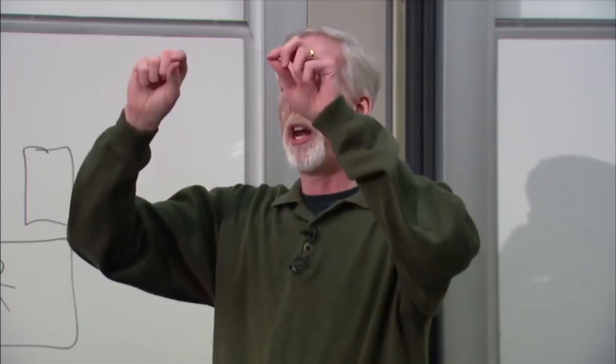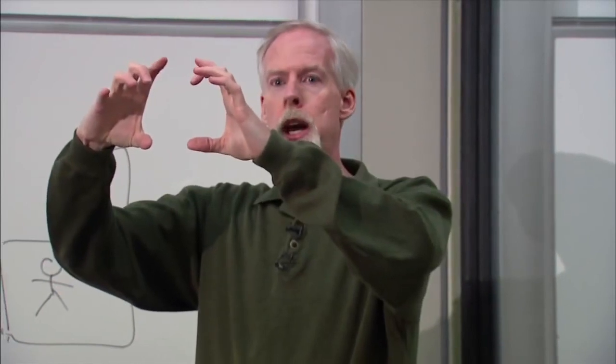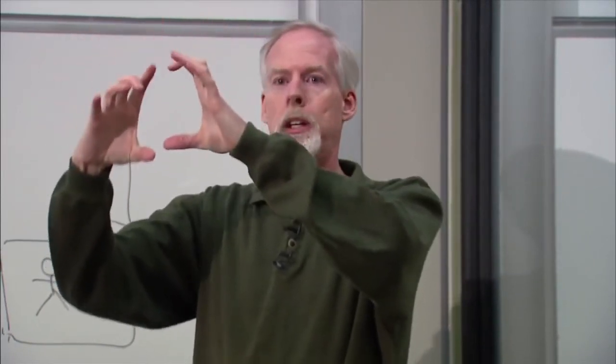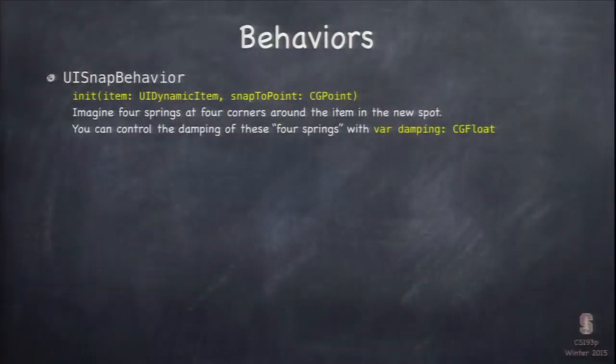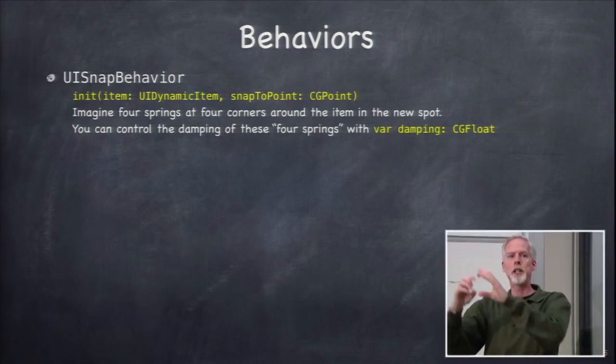The snap behavior is used a lot in UI. You won't be using this in your homework, but it's actually used a lot. It's essentially, you can imagine that you set up four springs on the corner of a view in a new location. The thing will fly to that space in the middle of the four springs, and then the springs will kind of oscillate. So snap behavior is basically move to here with a little bit of oscillation, okay?